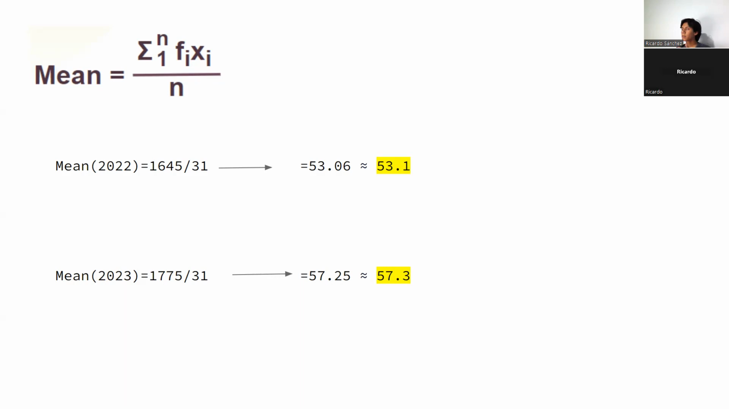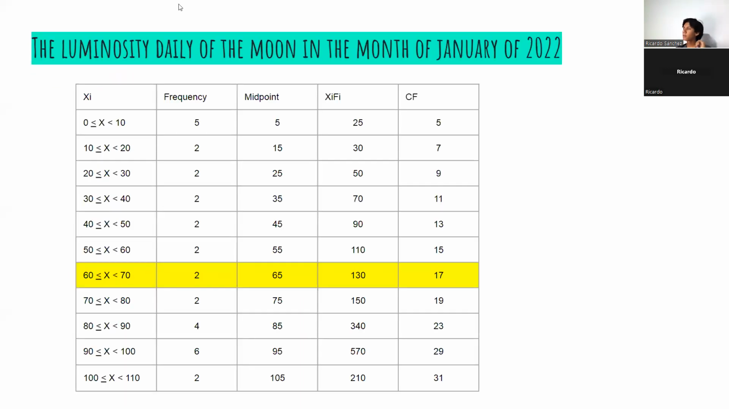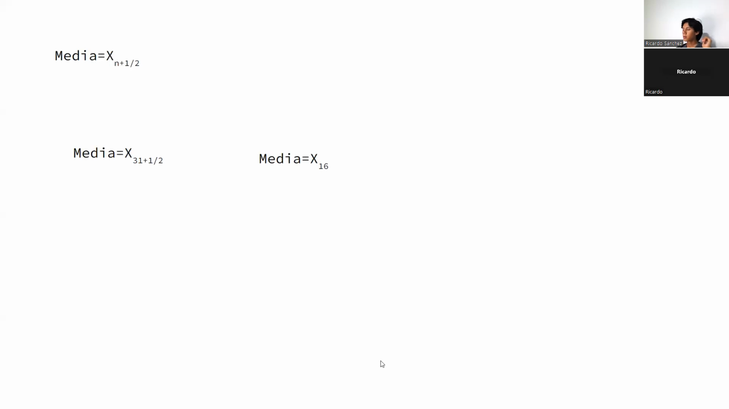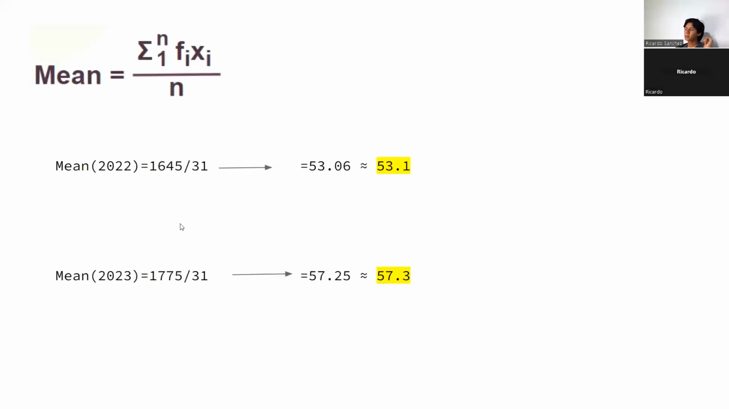And the same with the mean of the time period 2023. The summation of all of these values gives me 1,775 over 31. That gives me 57.25. That rounded gives me 57.3.